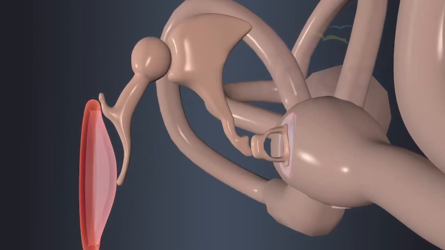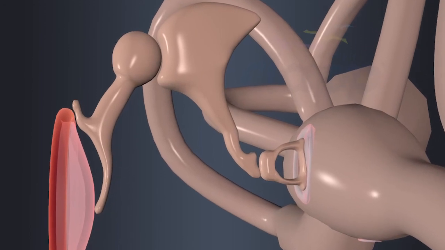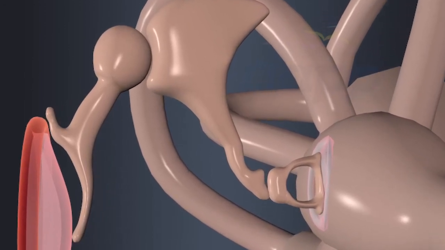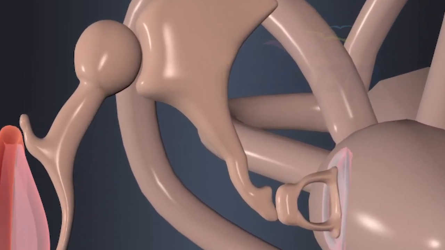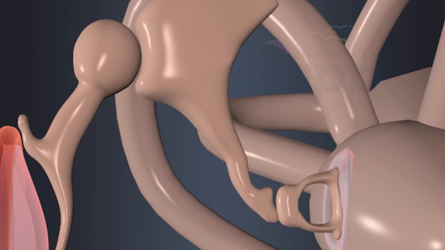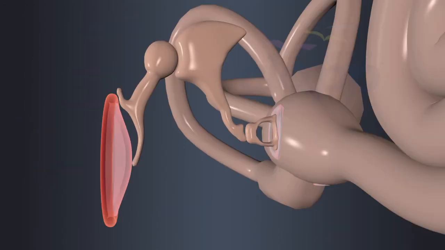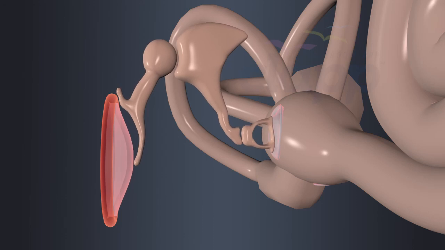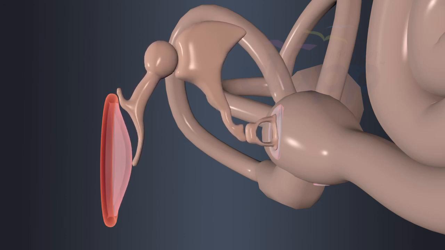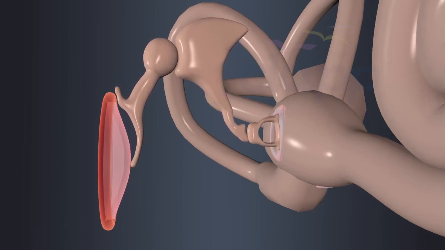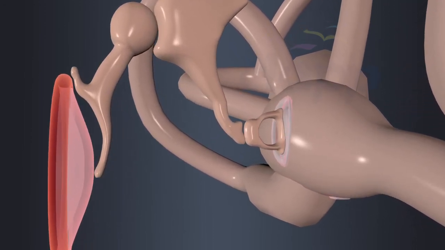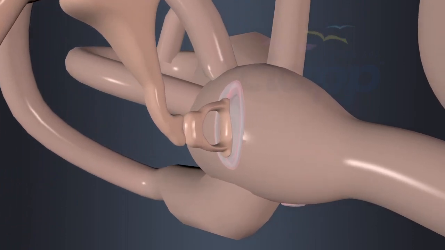One end of the stapes is connected with the incus and the other end is connected with the oval window, which is the entrance towards the inner ear. Stapes receives vibrations from the incus and transmits them to the inner ear through the oval window. Oval window is a membrane-covered opening leading to the inner ear.